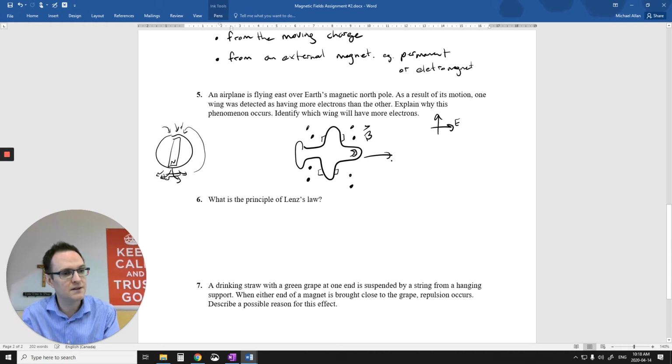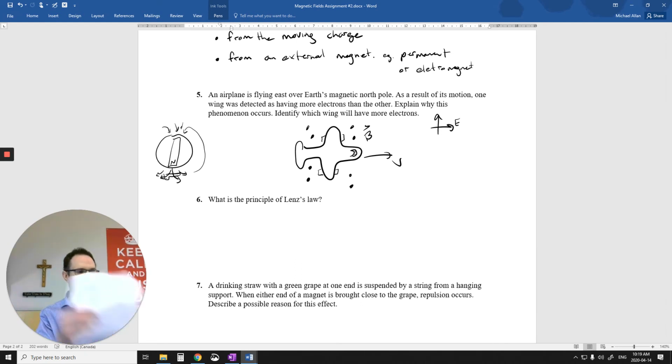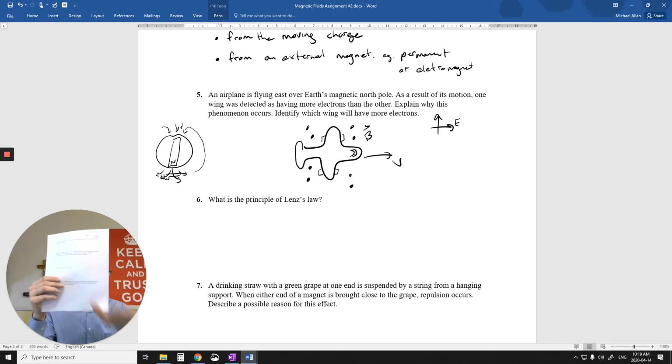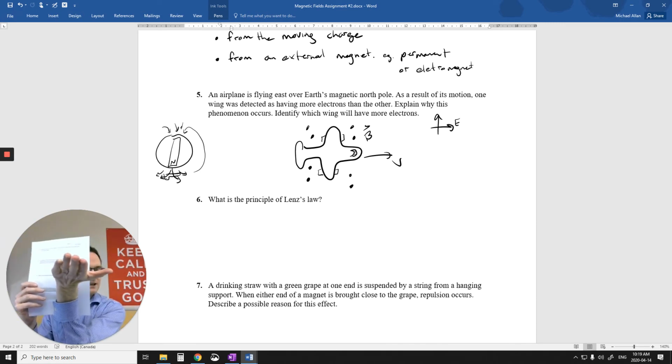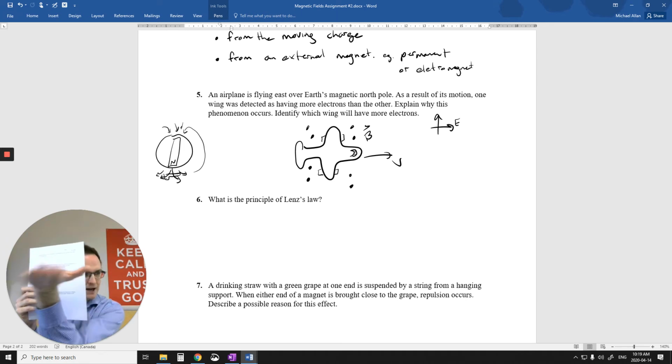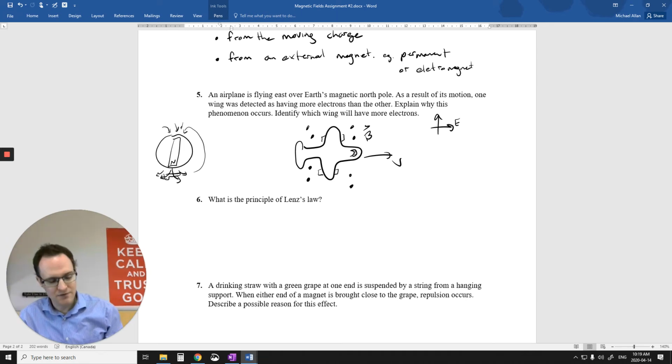Okay, and he is flying this direction. So using our hand rule, here's my piece of paper. My finger is going to be coming out of the page, and my plane is traveling this direction. So it's traveling east. My finger's coming out of the page. My palm is upwards. So my palm is forced upwards.